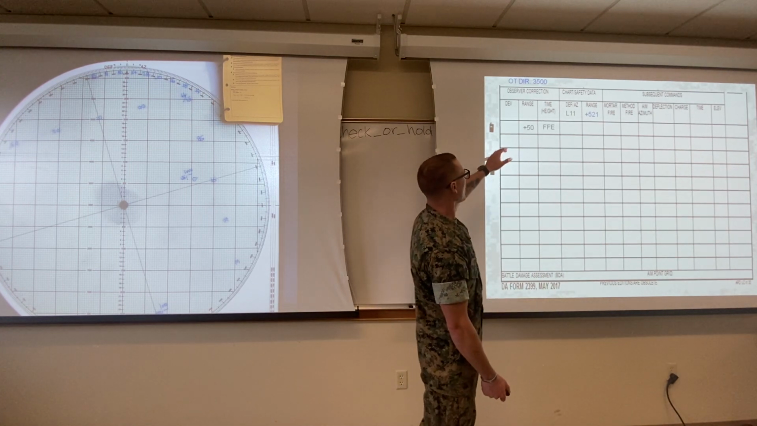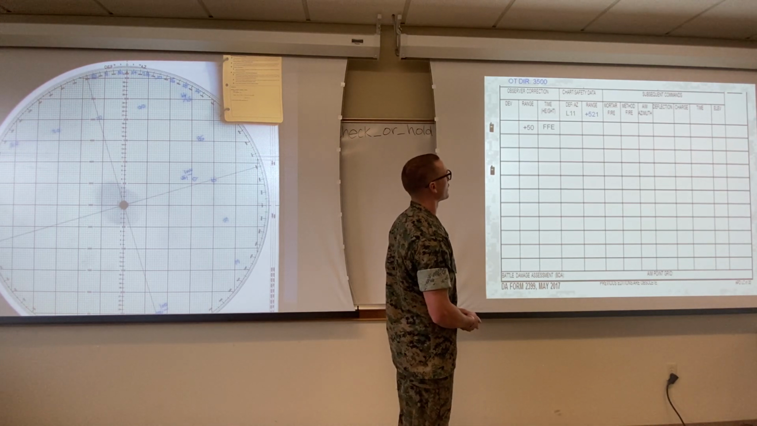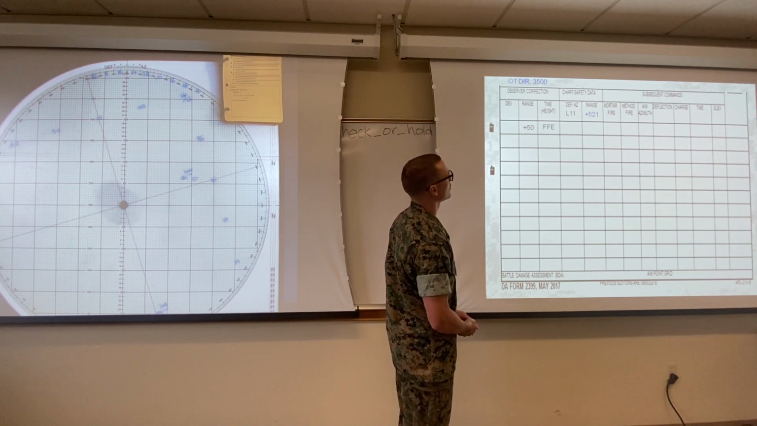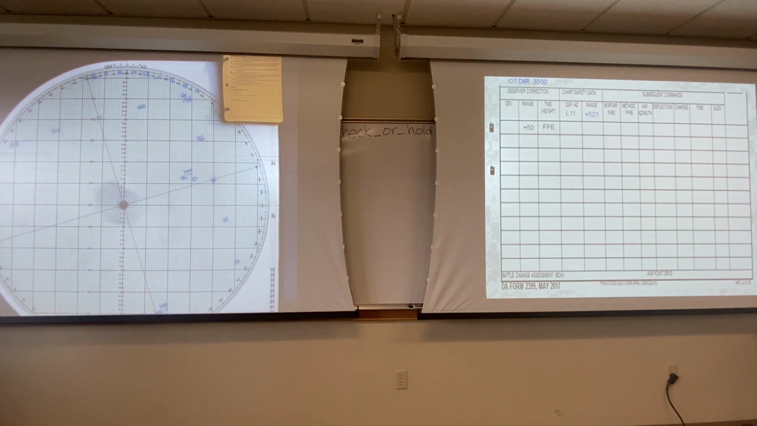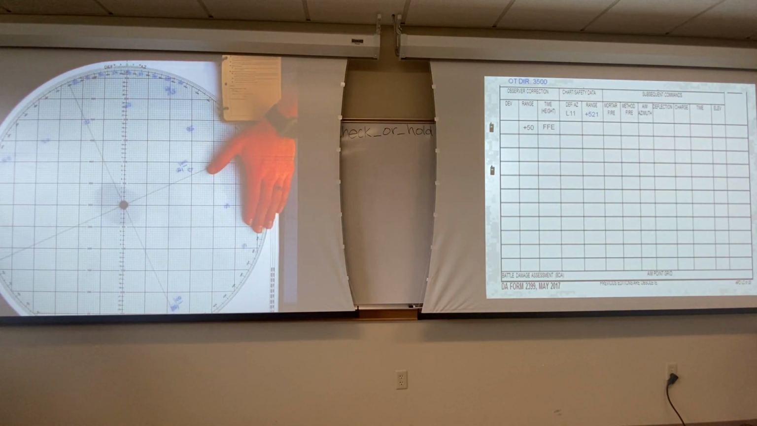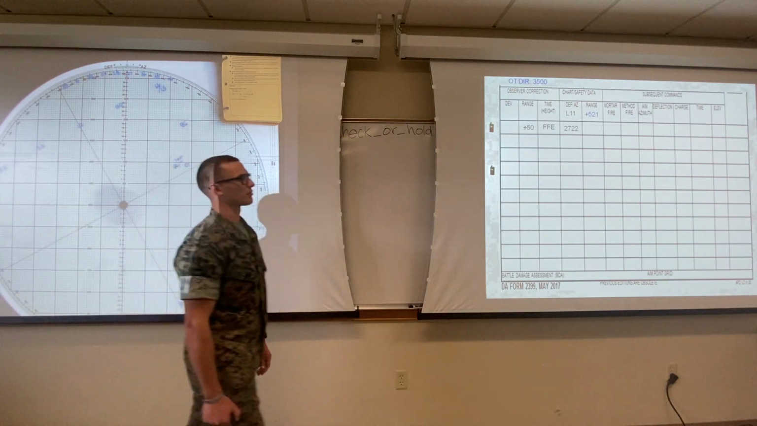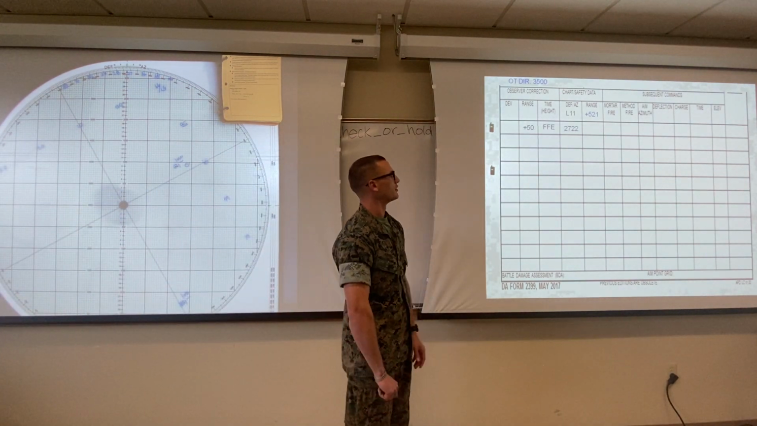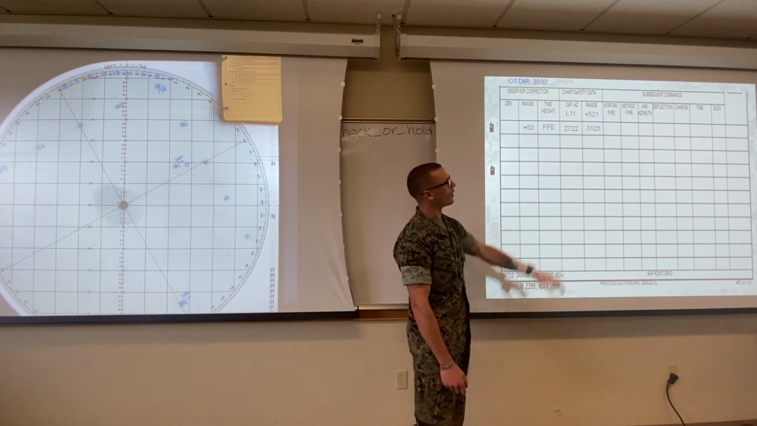All right, so our FO comes back with an add 50, fire for effect. Now I can apply that add 50, then parallel plot, and obtain my new chart data. So I'm getting a chart deflection of 2722 and a chart range of 3125.